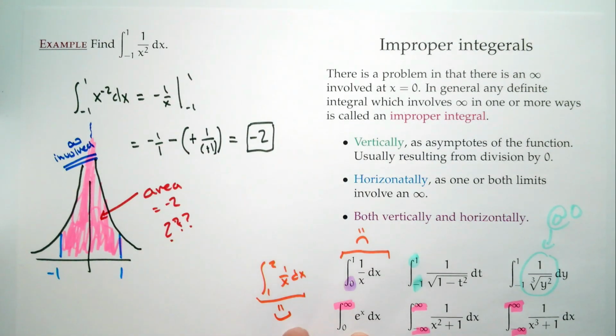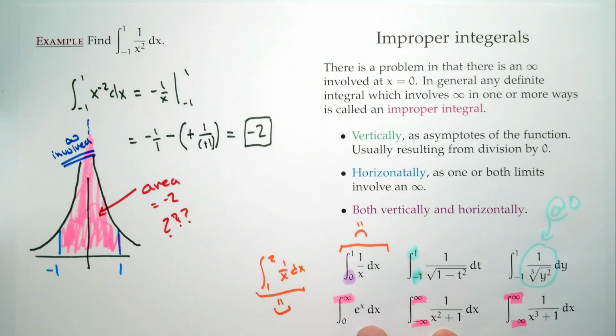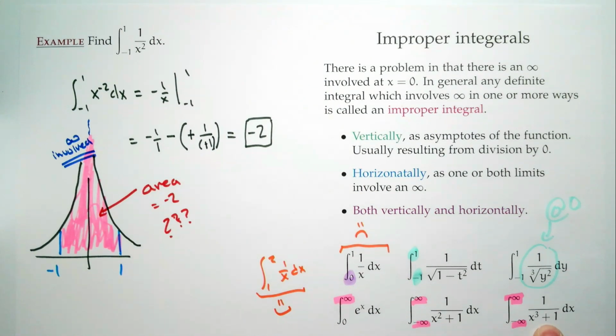e to the x, that's a pretty good function. No asymptotes there. How about 1 over x squared plus 1? Are we good? It's a great function. Any asymptotes? No. 1 over x cubed plus 1. How about that? Any asymptotes? Yeah. So this one has an asymptote at negative 1.